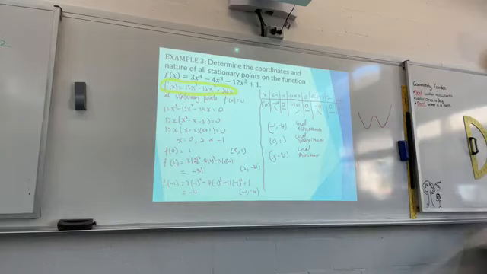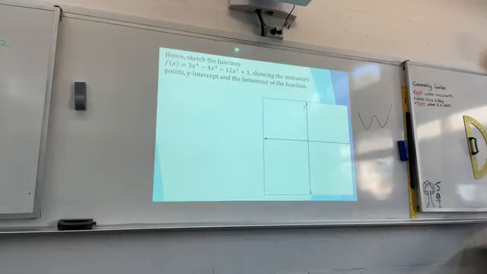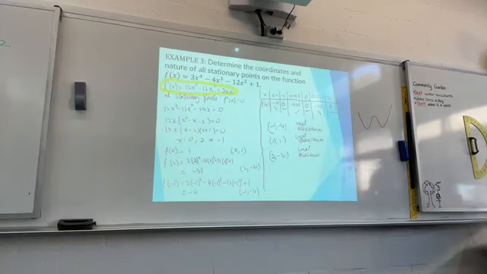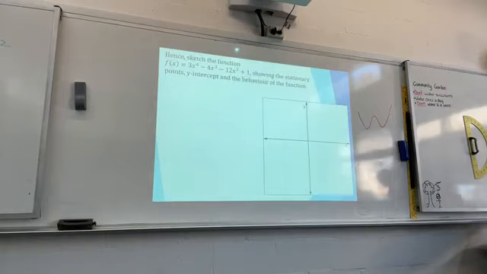So let's go to the next bit. How are we going to show the stationary points, y-intercept, and behavior of the function? Let's think about what we could do. I'm going to copy this table down. Normally you would have it on the same page, but because I'm on the second page, I'm going to write it down again.